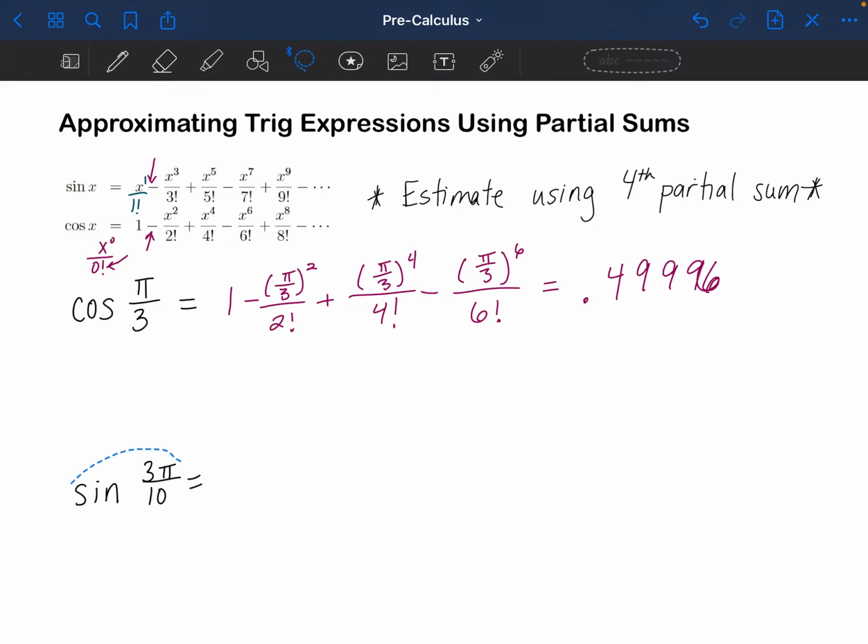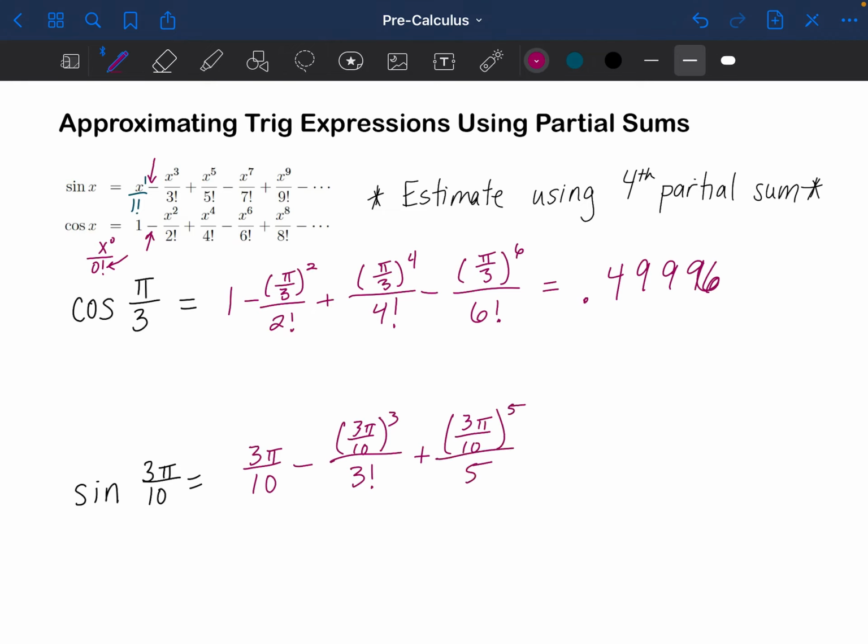Let's take a look at sine of 3 pi over 10 next. Sine of 3 pi over 10, we start with just the value, x. Technically, we're starting with a 1 there. Always subtract first, then go to the next odd number, right? Now on to 3 pi over 10 to the third over 3 factorial. Switch to addition. 3 pi over 10 to the 5th over 5 factorial. Switch to subtraction. 3 pi over 10 to the 7th over 7 factorial.